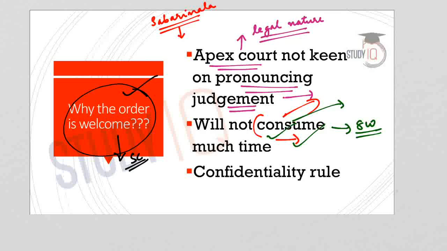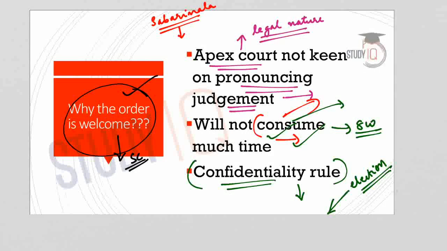Also, the court has given a confidentiality rule for this mediation. This confidentiality clause of the verdict will be helpful in avoiding any kind of unrest with premature disclosures, especially as this is election time, and various political parties can play caste and community cards. So this confidentiality rule shall also be helpful in avoiding any kind of unrest relating to this issue. So this is why the Supreme Court has suggested mediation.